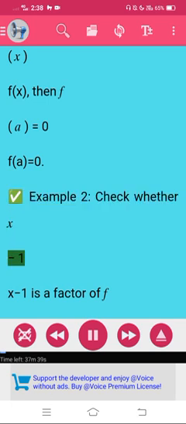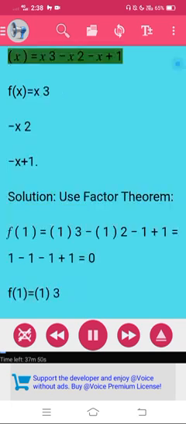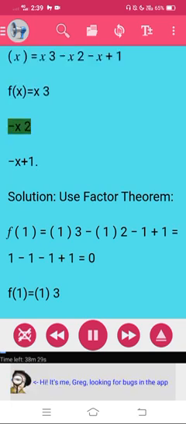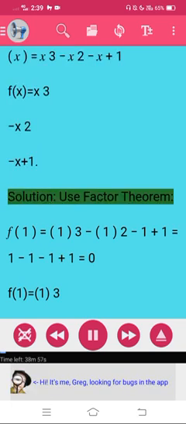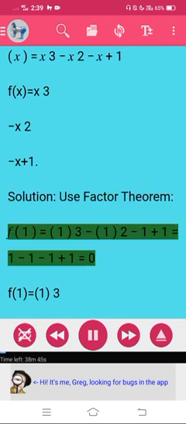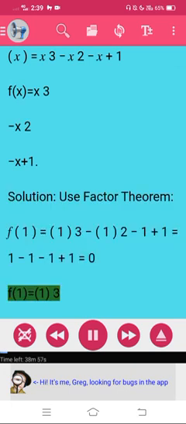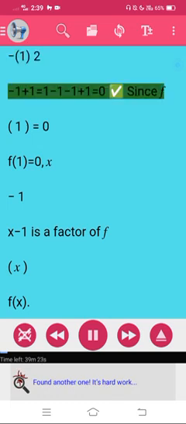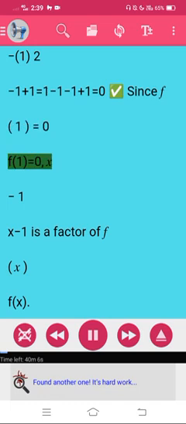Example 2: check whether x minus 1 is a factor of f(x) equals x cubed minus x squared minus x plus 1. Solution, use the factor theorem: f(1) equals 1 cubed minus 1 squared minus 1 plus 1, which equals 1 minus 1 minus 1 plus 1, which equals 0. Since f(1) equals 0, x minus 1 is a factor of f(x).